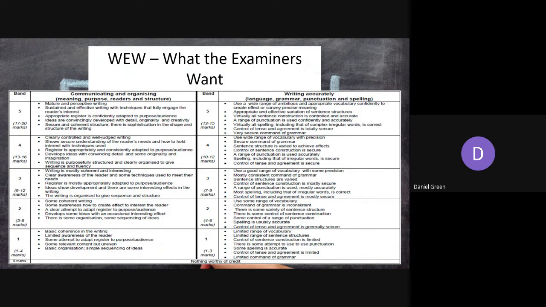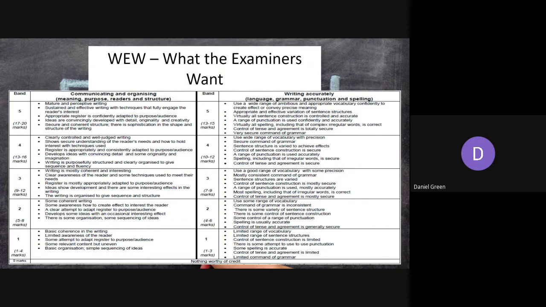Next, sustained and effective writing with techniques that fully engage the reader's interests. That means using your devices. Things like metaphors, similes, and so on should be used constantly, but do not shoehorn them in. What I mean by that is use your writing techniques, but don't just pile them in for the sake of it. Only when they're relevant and they will add something to your writing. Don't just chuck in repetition for the sake of it.